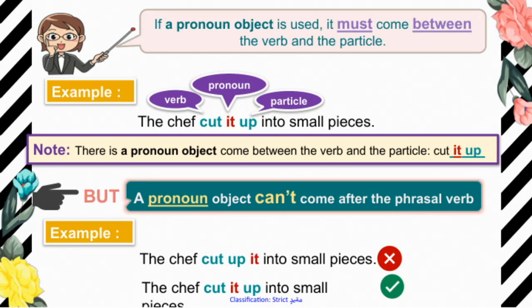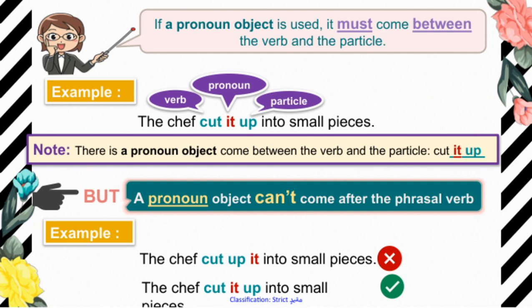Now let's look at an important point about using pronouns with phrasal verbs. In this example, we see the chef cut it up into small pieces. Notice how the pronoun it comes between the verb cut and the particle up. This is a key rule to remember. When you have a pronoun object, it must come between the verb and the particle. So instead of saying cut up it, which is incorrect, you should say cut it up. This helps keep the sentence clear and grammatically correct.